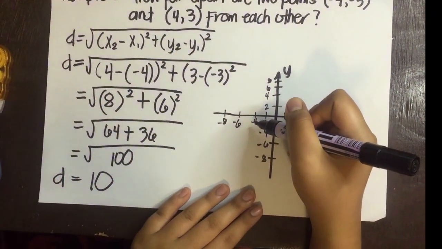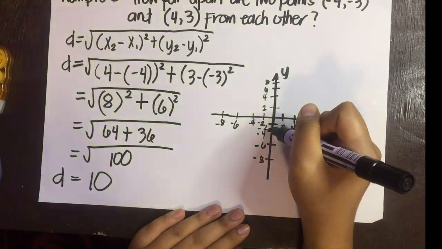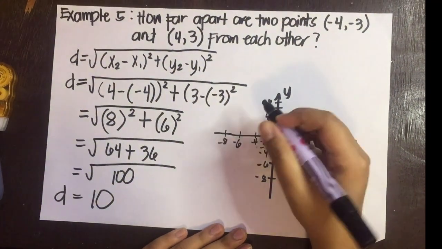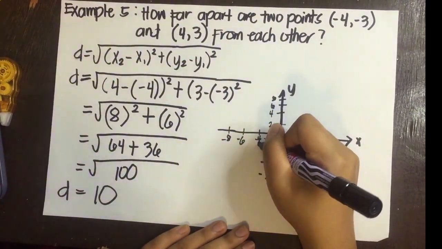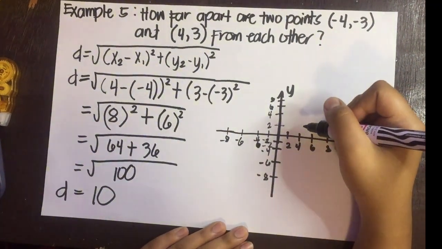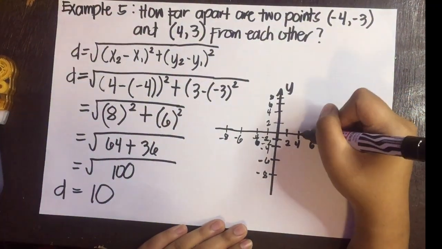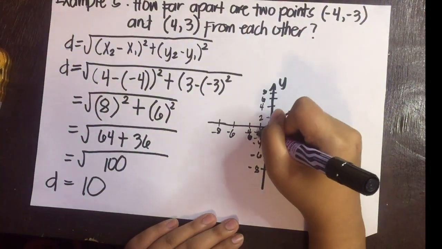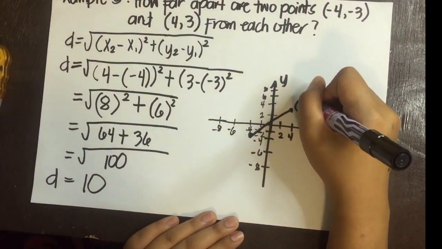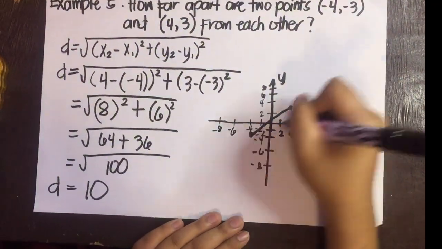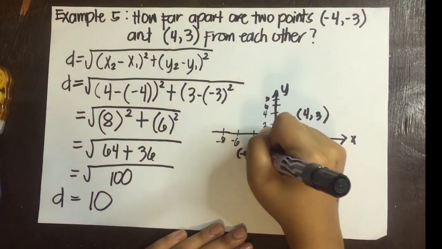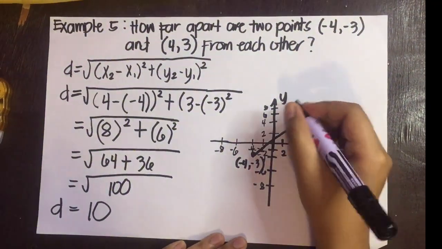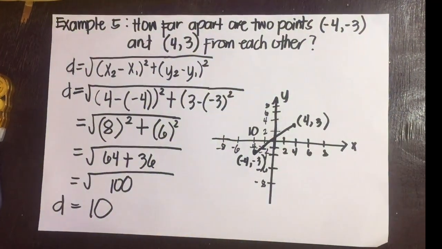So in sketching the graph, we are just going to plot the 2 points. Our point 1 is negative 4 and negative 3, and our point 2 is 4 and 3. So the distance between these 2 points is equal to 10 units.